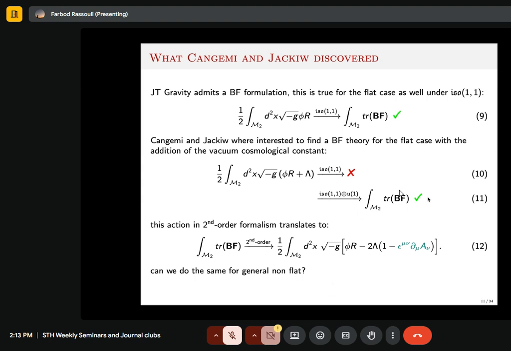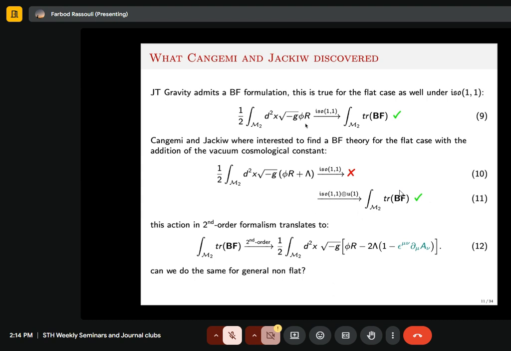So this is the big point. What Kanjemi and Jackiw discovered? In flat JT gravity, it admits a BF formulation. We're going to explain what this BF formulation is, but the general map is this one. In equation 9, as you can see, you can rewrite JT gravity as a BF theory through ISO 11 flat JT, by setting little lambda to 0.